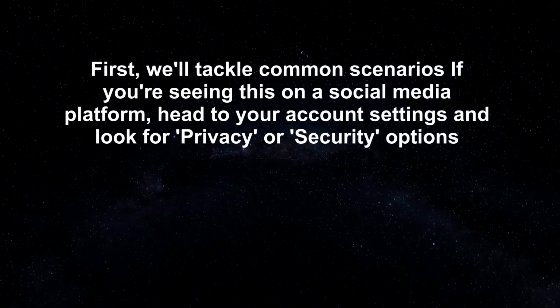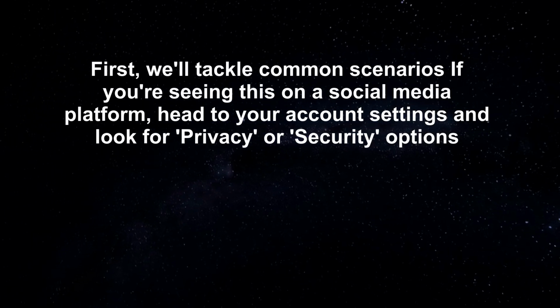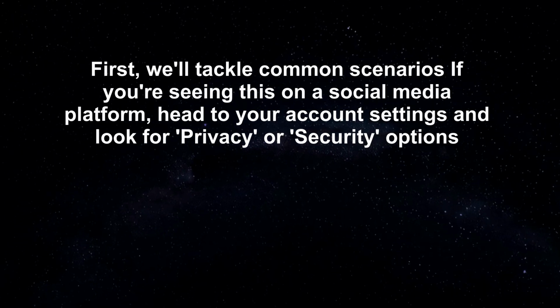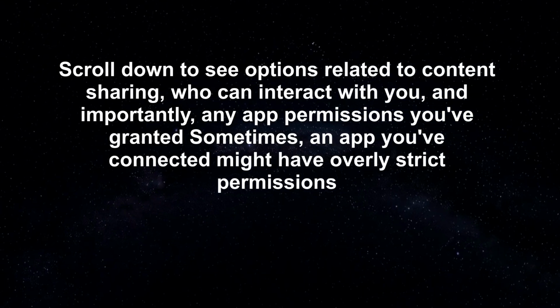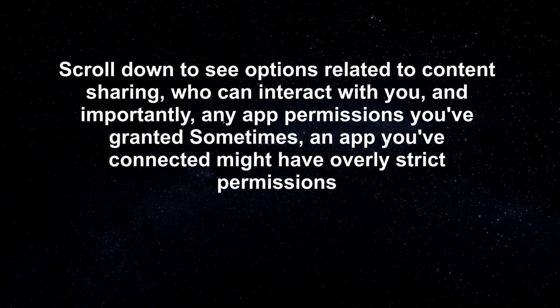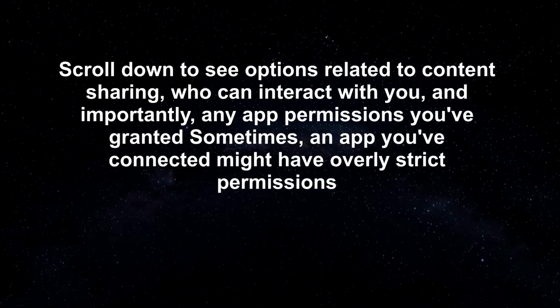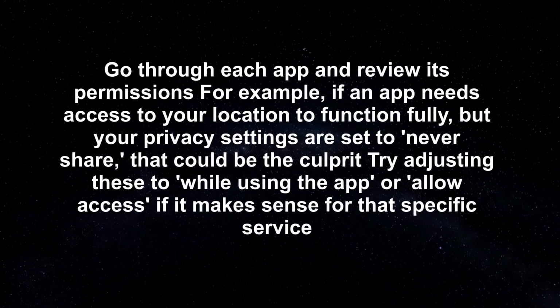First, we'll tackle common scenarios if you're seeing this on a social media platform. Head to your account settings and look for privacy or security options. Scroll down to see options related to content sharing, who can interact with you, and importantly, any app permissions you've granted. Sometimes, an app you've connected might have overly strict permissions. Go through each app and review its permissions.